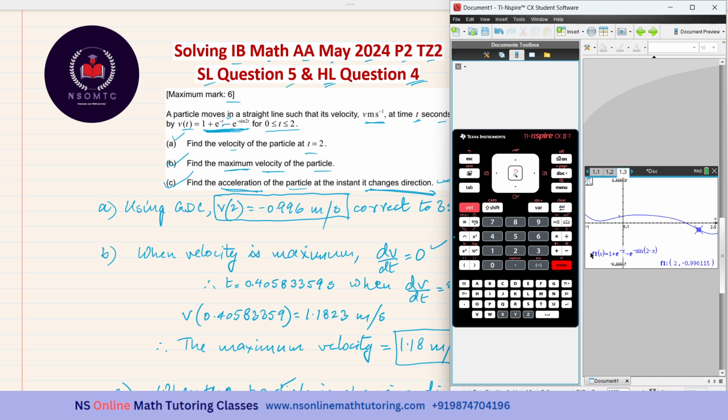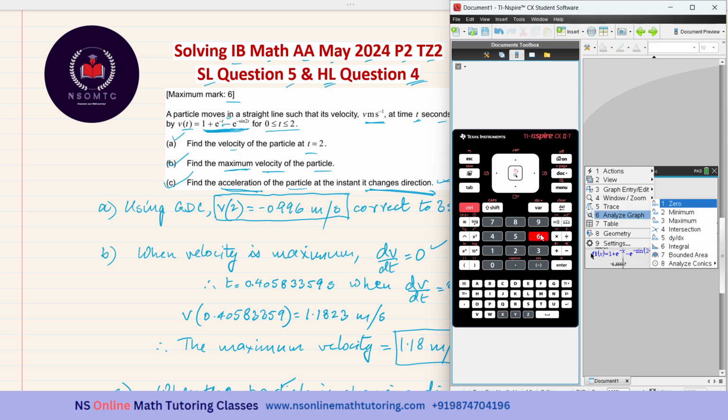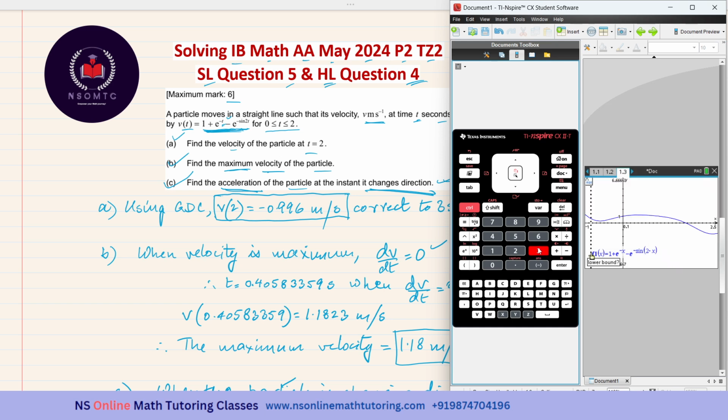Subpart B, maximum value of the particle's velocity. So we have to come out of the trace mode, so it is escape. First of all, you have to come out of this mode, and then maximum. So menu and analyze graph is number 6, and it is the maximum, so number 3 is maximum. And it will be somewhere over here.